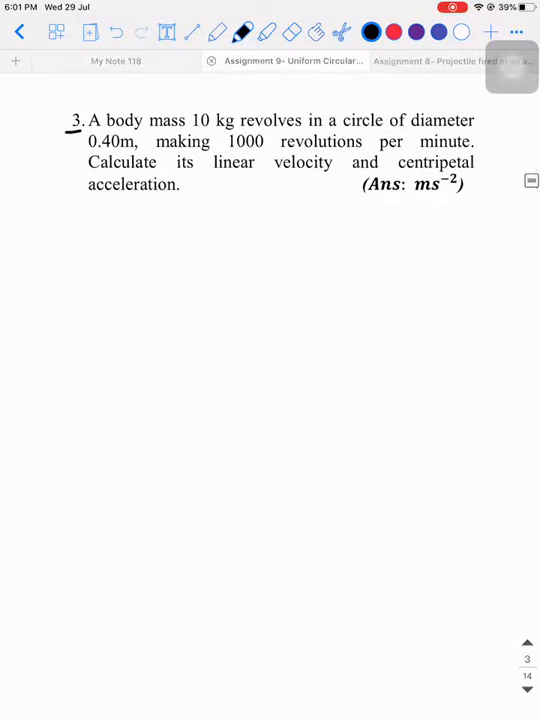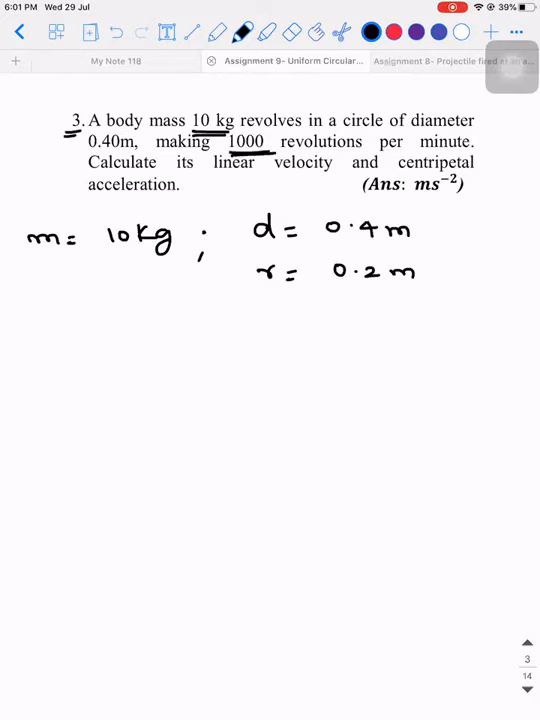Now look at this. There is an object of mass 10 kilogram which is revolving in a circle of diameter 0.4 meters. So the radius is going to be 0.2 meter. It makes 1000 revolutions per minute.